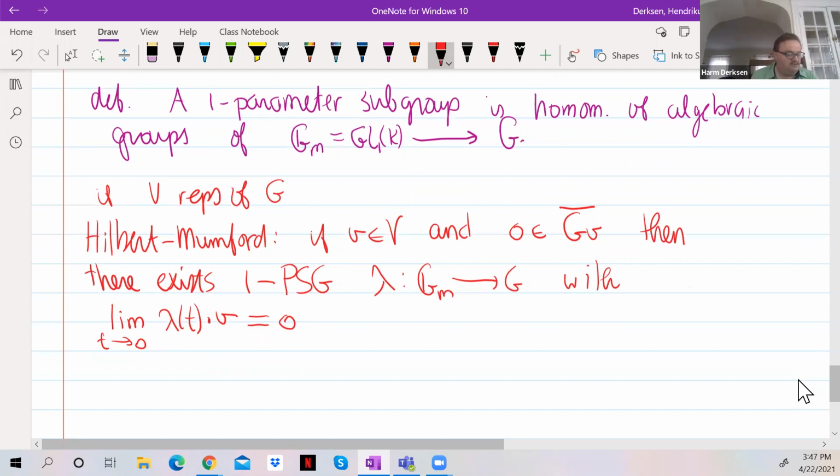So that's actually a very useful criterion, in some sense making this problem more tractable. If you want to know if something lies in a null cone, or whether something is semi-stable, you have to know if zero lies in this orbit closure. Essentially, this Hilbert-Mumford criterion reduces this problem to the case where the group is a torus, and then it becomes more combinatorial.